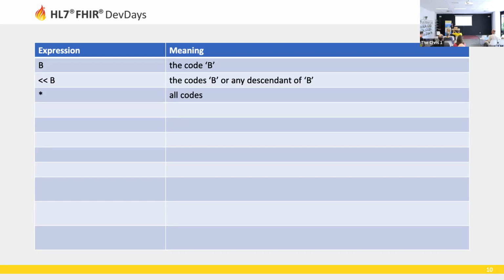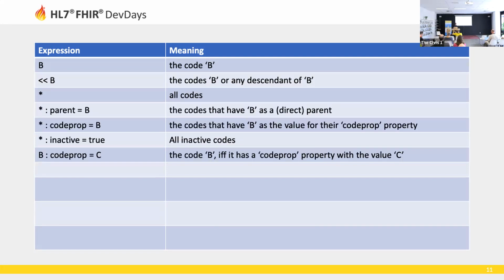So some quick examples. So we've got the code itself, matches the code itself. Double less than is the code or any descendants of it. We've got wildcard, so star means anything. And then we've got these sort of star colon parent equal B. So this is all codes such that, so you can read the colon as such that. So any code that has a parent with the value B.